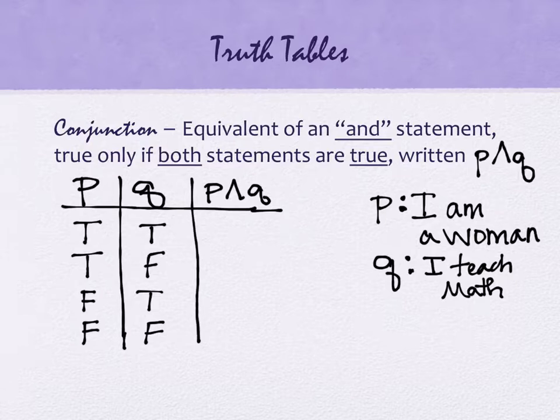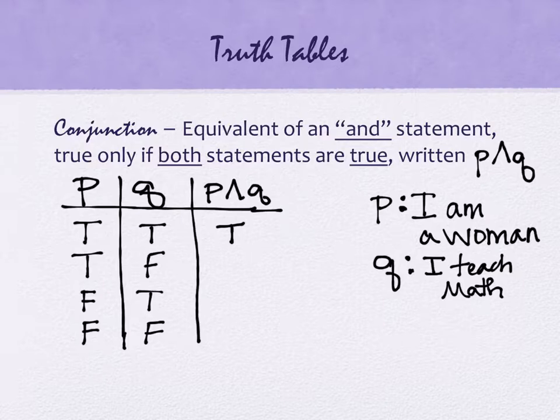Okay, so here's the deal. We have 4 mystery guests standing out in the hallway. Pretend, okay? And the first one walks in and it's me. And I walk in and I say, I am a woman and I teach math. And you would say, they're both true. So what I just said was a true statement, definitely, because each individual statement is true.